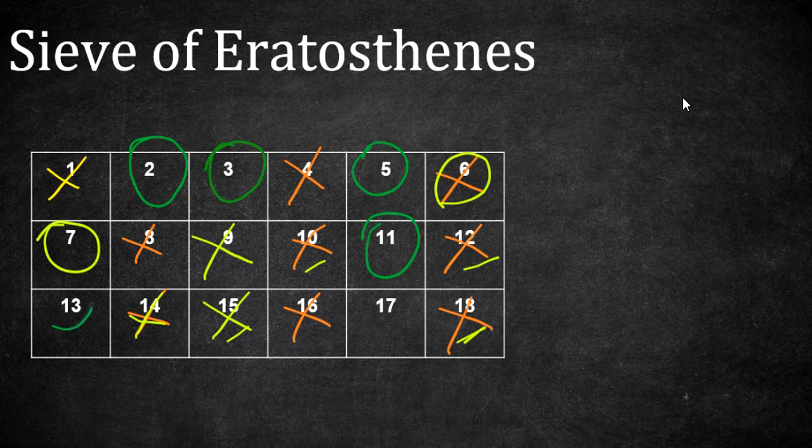Moving on to 13, 13 is a prime number. We don't have multiples of 13. And moving on to 17, 17 is again a prime number. We don't have multiples of 17 in this list.